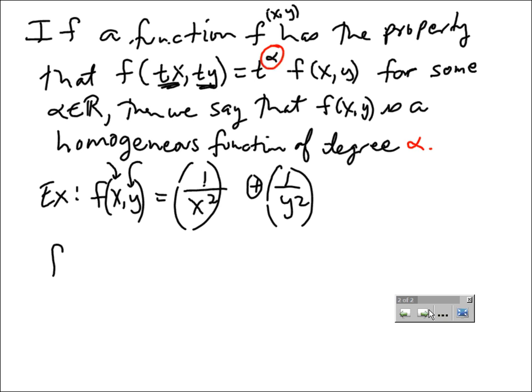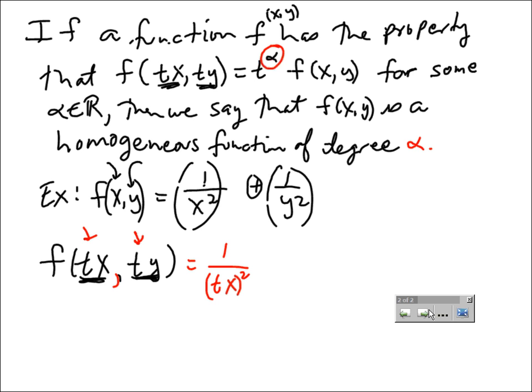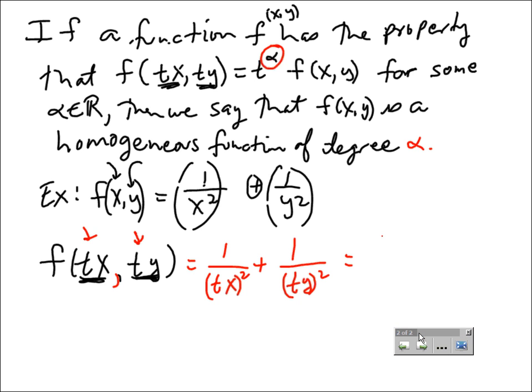So we want to look at f of tx comma ty. So the first entry is tx and the second entry is ty. The entries are separated by the comma. So I take the first entry, I square it in the bottom, I put a 1 on the top. I take the second entry, put it in the bottom, square it, put a 1 on the top, then I add them. Well, this is 1 over t squared times x squared plus 1 over t squared times y squared. So t squared y squared.